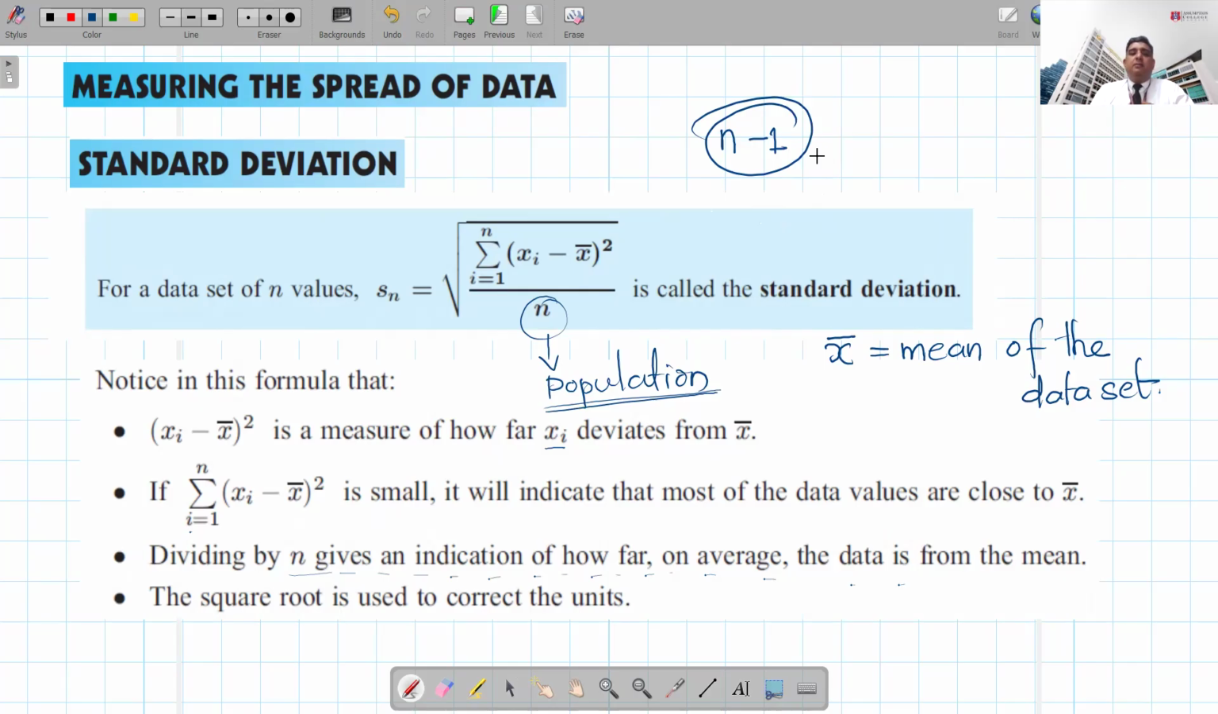Okay? Now, please take a look at this and try to understand each and every component of the standard deviation. Now, I will do an example for you so that you understand how to deal with standard deviation. Can you please take a look?